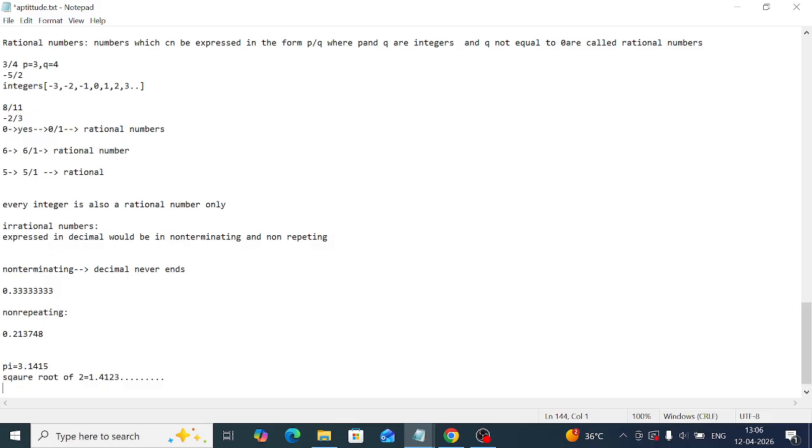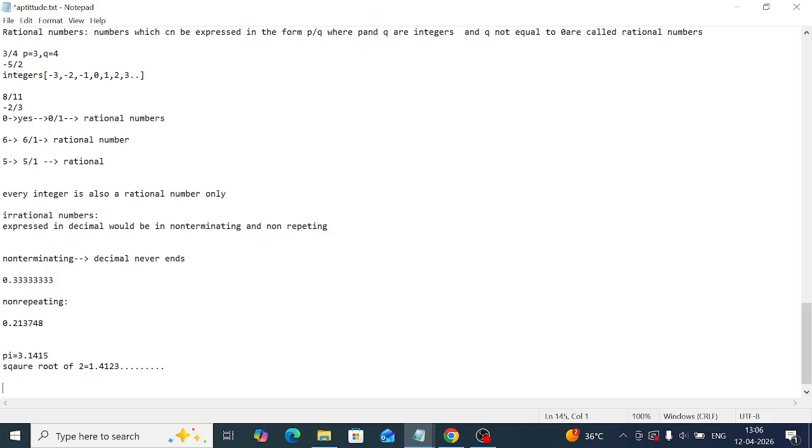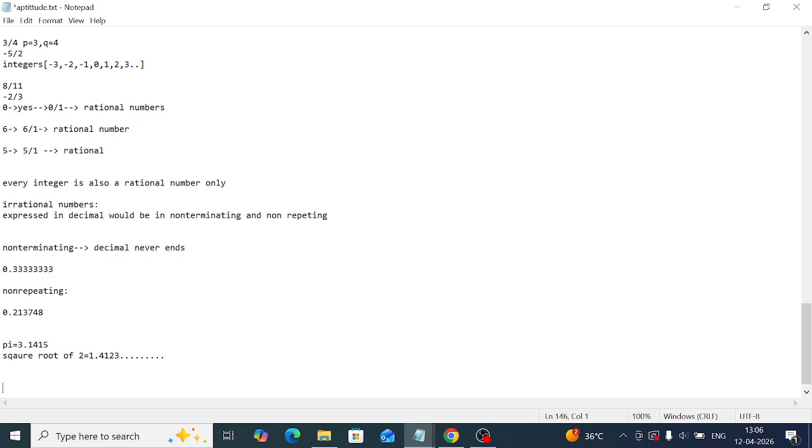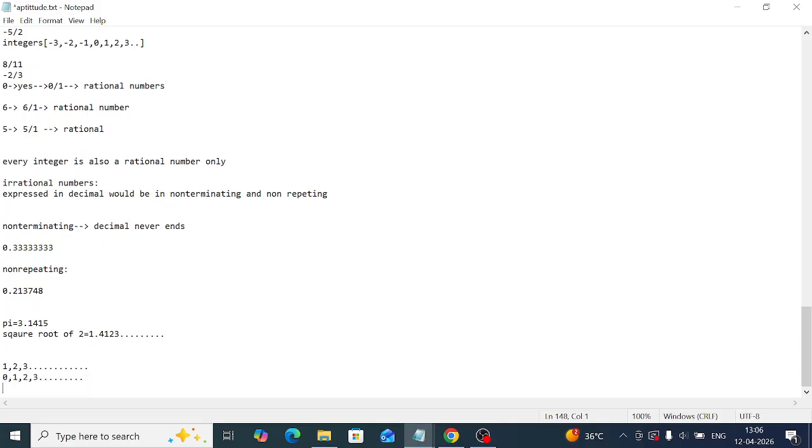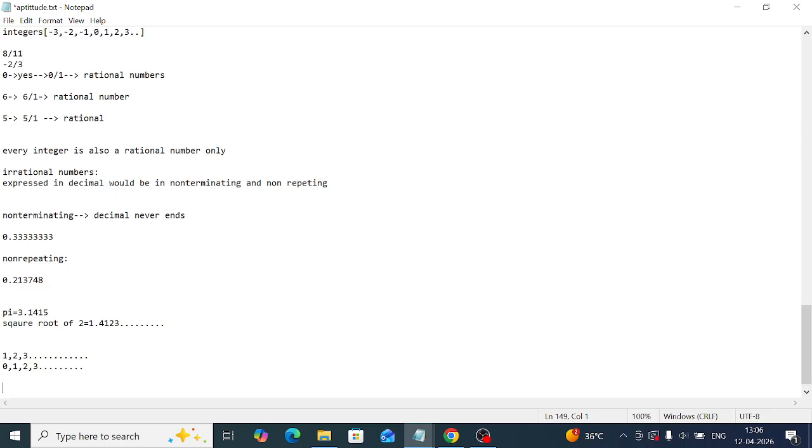Next, all natural numbers are whole numbers. Why am I saying this? Natural numbers are 1, 2, 3, 4 and so on. These are whole numbers, but whole numbers are not all natural numbers, because whole numbers start with 0. Even 0 is a whole number, not a natural number.